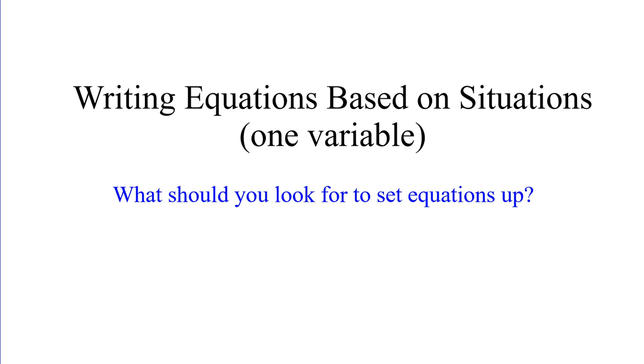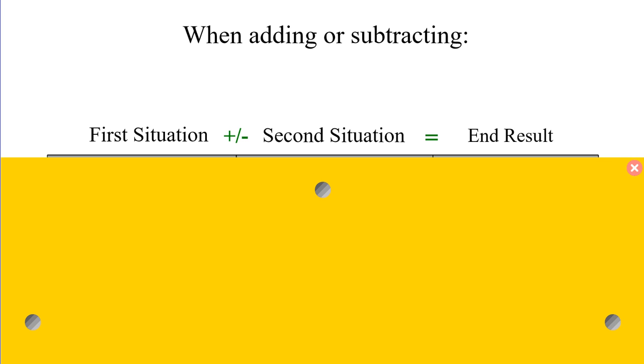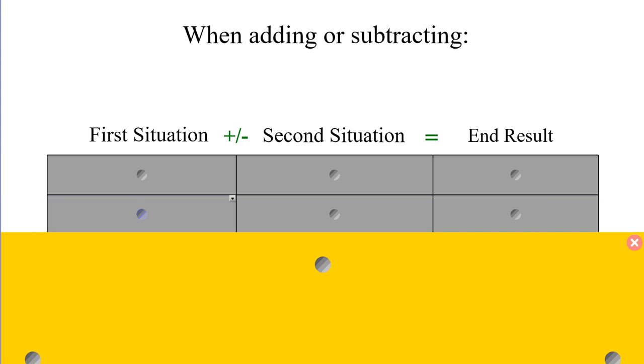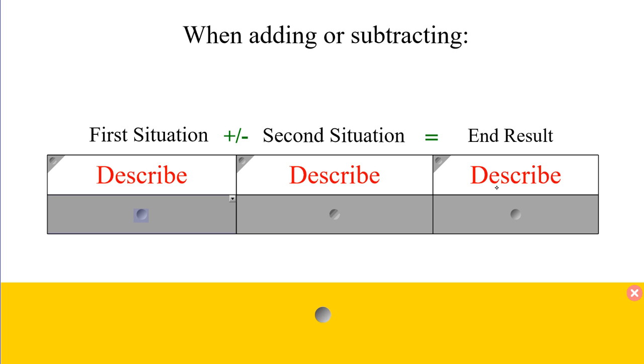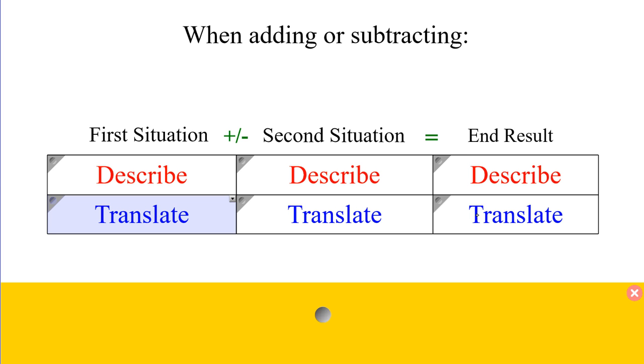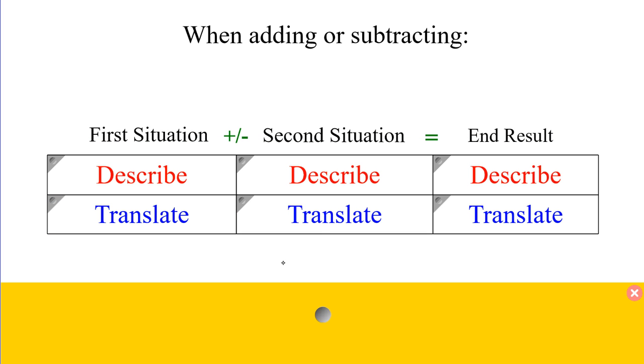Okay, so we're going to start with one-step equations first. We're going to talk about when adding or subtracting. When adding or subtracting, we're going to take the first thing that happens, and add or subtract the second thing that happens to get the end result. Now, the way I like to do this is to set up a table. On the top of the table, we're going to describe with words what's actually happening so that we know where things go. Then, based on what we're looking at, we're going to translate it into a mathematical statement for us to use.